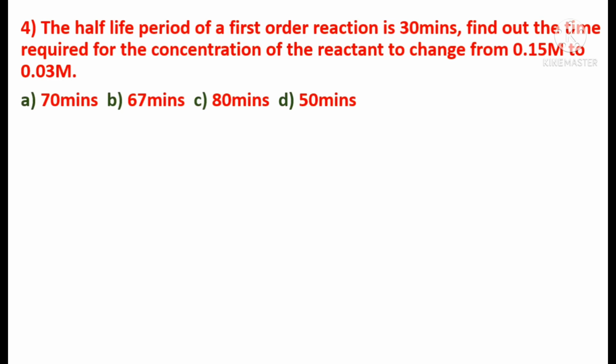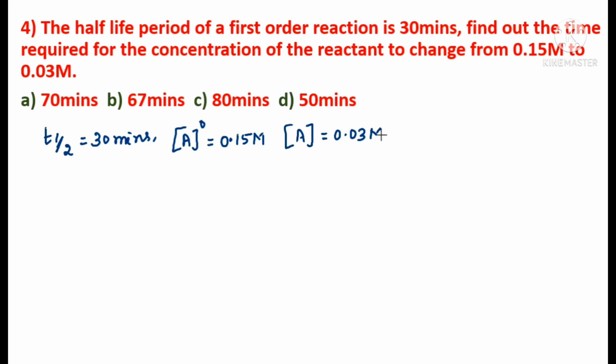Let us write the data first. Okay, so what are the things given? T half is given. Okay, T half is 30 minutes. Then what else is given? Initial concentration, that is from this to that, is it not? So 0.15 molar initial concentration. Then what is the concentration after a particular time? It is 0.03 molar. Okay, and they are asking you to find out the time taken for the conversion of this concentration, that is 0.15 to 0.03. So that's the question asked.